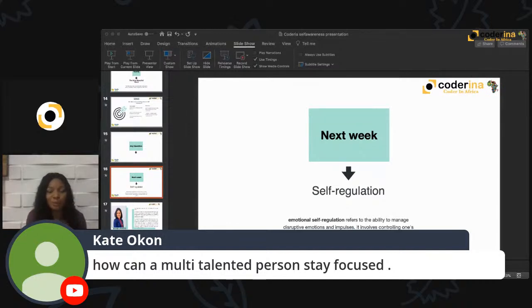You can stay focused by setting goals. Say, this is what I'm going to do, this is how I'm going to do it, and then focus on it. And you should be able to do it.